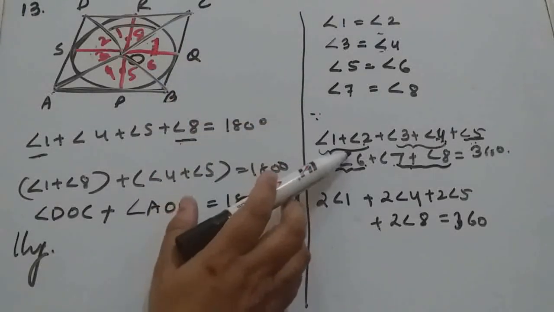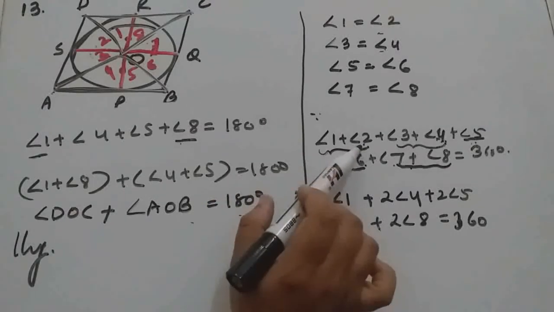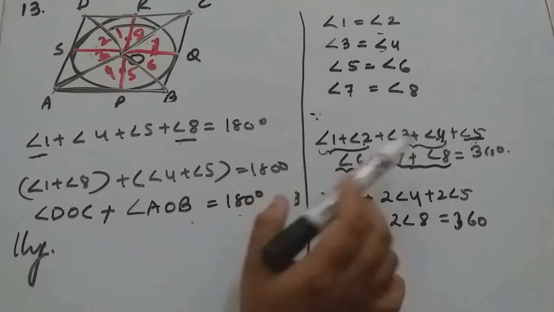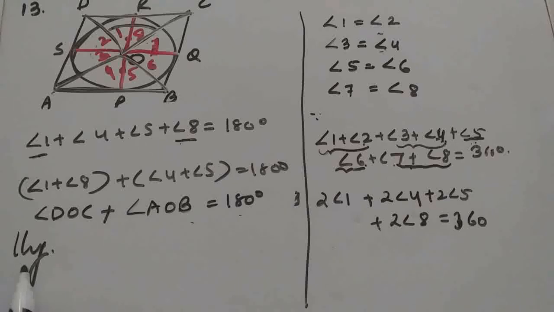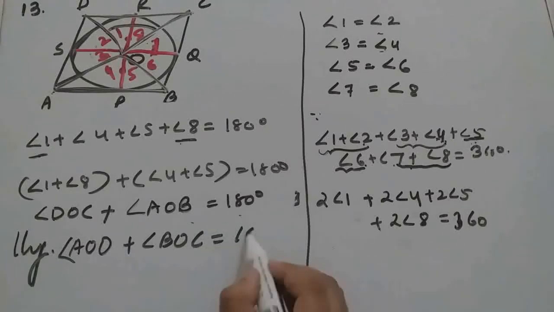Now here I wrote 1 instead of 2. So then we should write 2 instead of 1. Likewise we have to do. So we can write similarly, AOD angle and BOC angle give 180 addition, that is also supplementary.